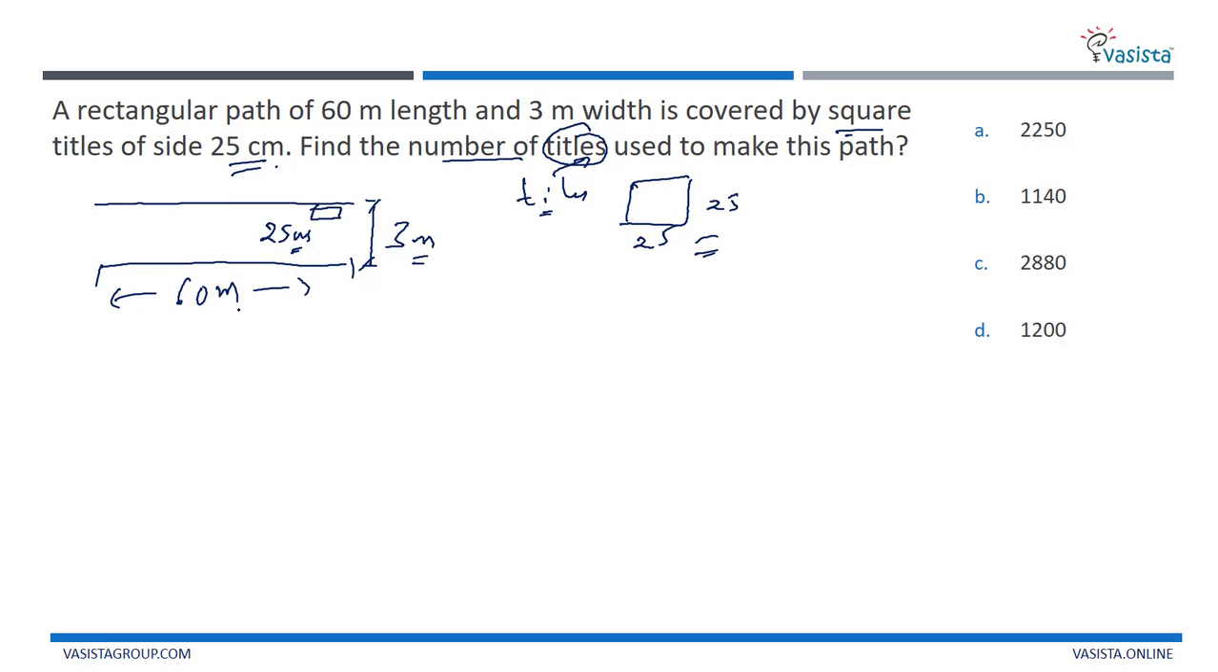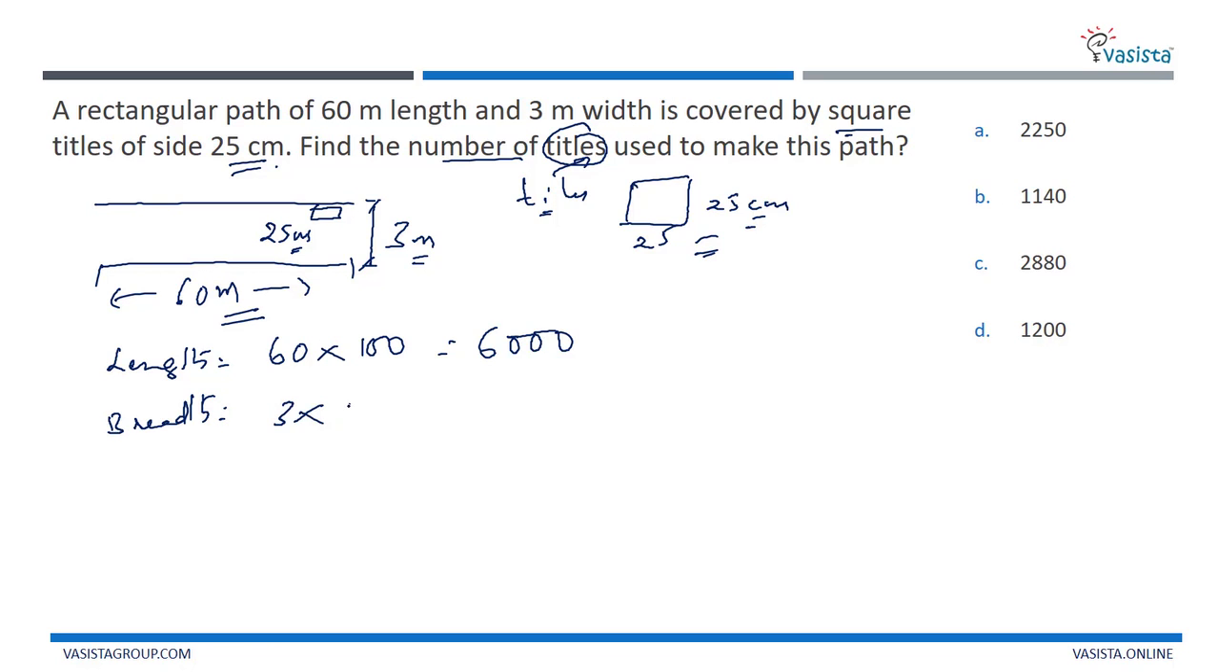And you need to observe, this is given in terms of meter and this is given in terms of centimeter, right? So let us convert this into centimeter. How will we convert? The rectangle's length is equal to 60 meter. If you multiply it with 100, this will become centimeter, right? So what happens here? 6 and 3 zeros, correct. And breadth is equal to how much? That is 3 into 100, 300 centimeter.